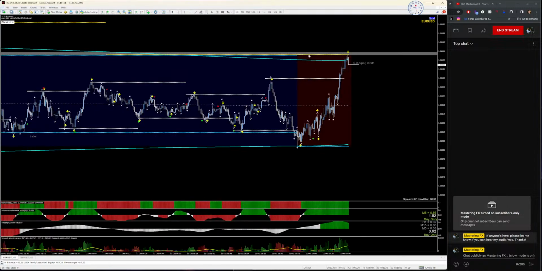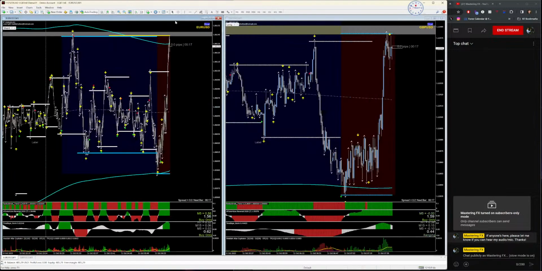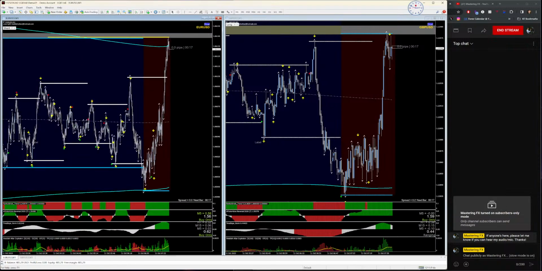We created a second 4-hour resistance here. That's interesting. Yeah, so we have one up here and one up here. So I definitely expect price to go down. Just a matter of waiting for an entry here.